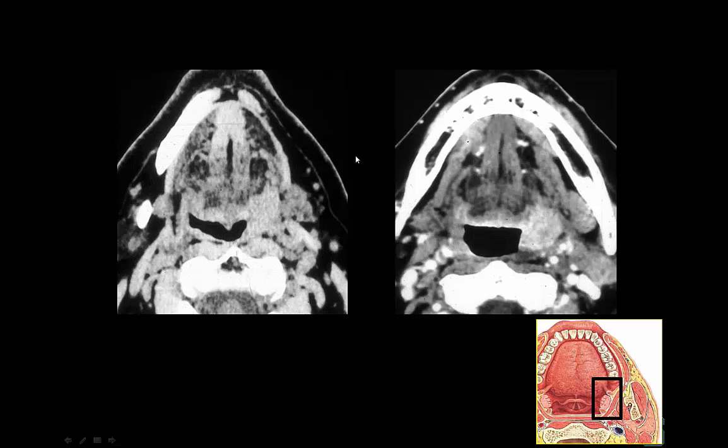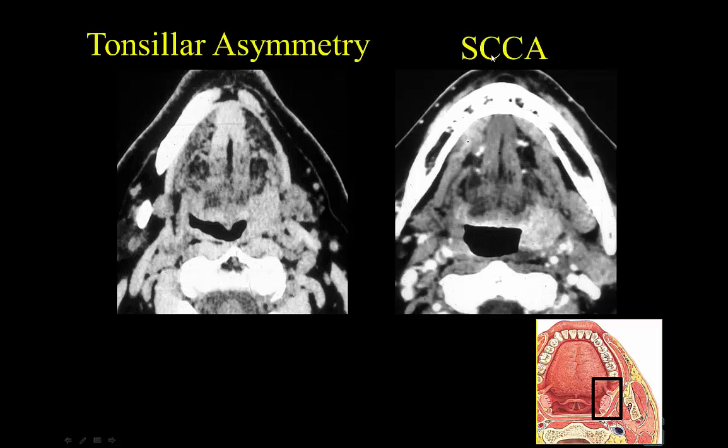Similar to what we saw before about lingual tonsillitis, you can have asymmetrical tonsillar tissue. And again, one of these is squamous cell carcinoma, and one of these is just an enlarged tonsillar tissue. Now, which one is which? Well, there's squamous cell carcinoma on your right and tonsillar asymmetry on your left.